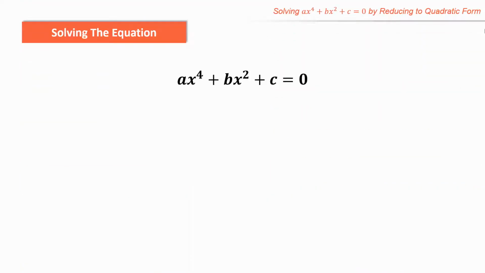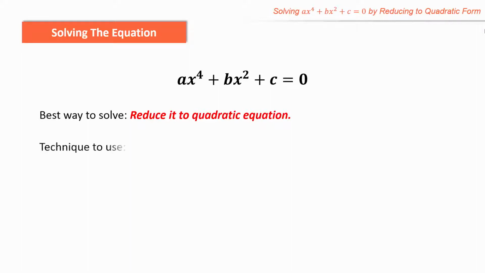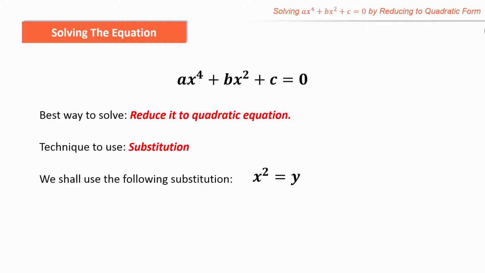When presented with such an equation, the best way to solve would be to reduce it to a quadratic equation, which by now we are very familiar with. To reduce it to a quadratic equation, we use a technique which is called substitution. Here, we shall use the following substitution: x squared equals y. When we do that, our equation reduces to this.